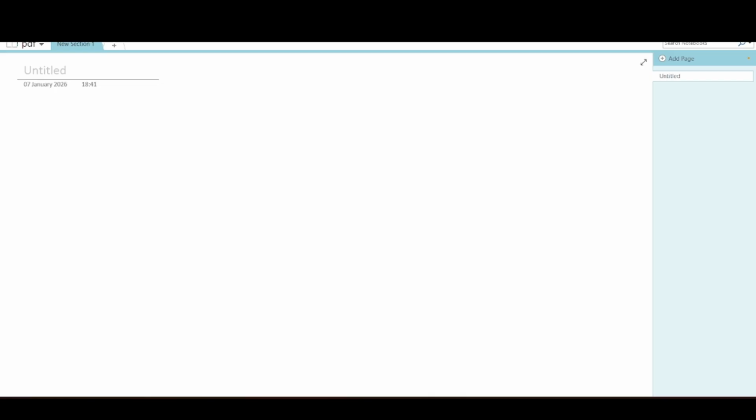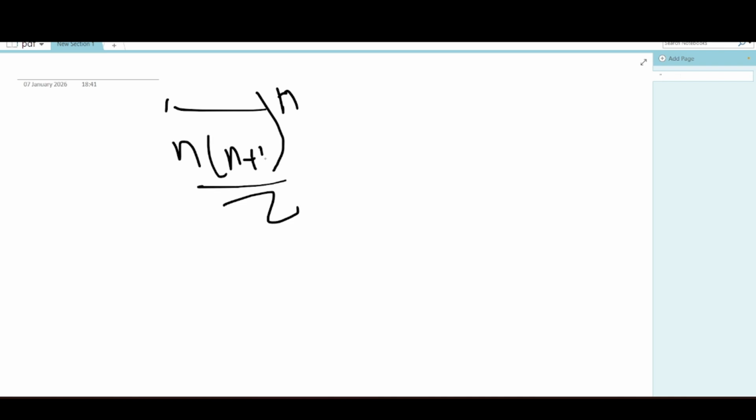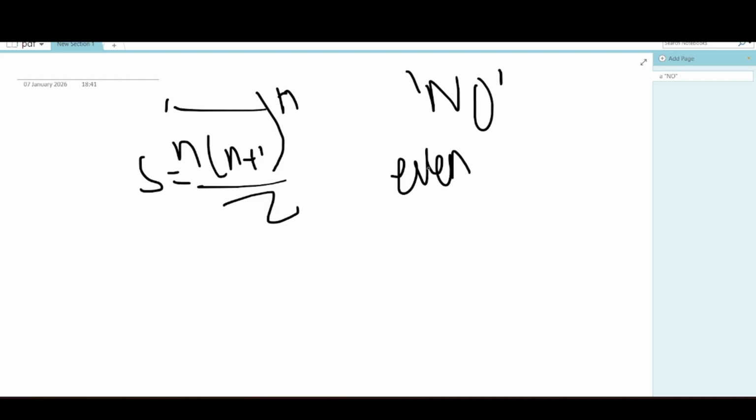So the intuition for such types of problems: how to start? First we need to check whether it is possible to split the sum or not. To find the sum from 1 to n, we can simply use the formula n times (n plus 1) by 2 and check if this sum is odd or even. If the sum is odd, then the answer is no, it is not possible. And if the sum is even, then it is possible to split it into two sets with equal sum.